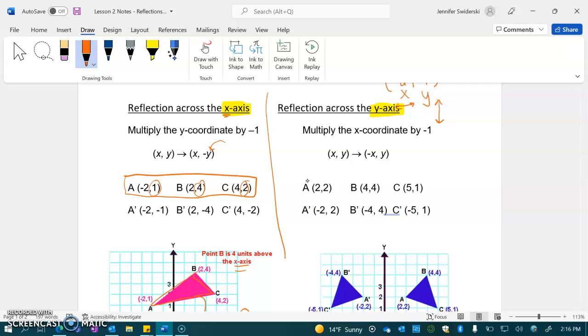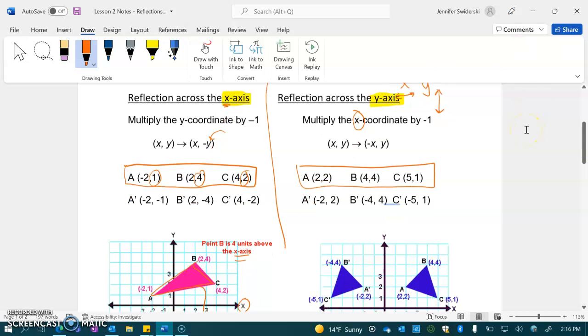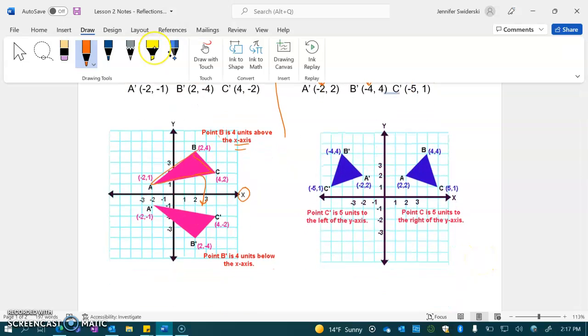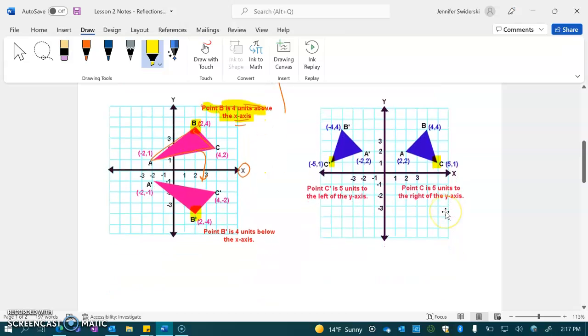Same thing here, if I were to have a triangle ABC with these coordinates, and we wanted to flip it over the y-axis, we're actually going to multiply the x by -1. So you're going to see they multiply this 2 by -1, this 4 by -1, and this 5 by -1. You're going to notice in both of these, they said point B is 4 units above the x-axis. We see that right here. Well, B prime is 4 units below the x-axis. We're just taking this object and flipping it. Same thing here. It says point C is 5 units to the right of the y-axis, and C prime is 5 units to the left of the y-axis. So we know we flipped that over, or reflected that over my y-axis.